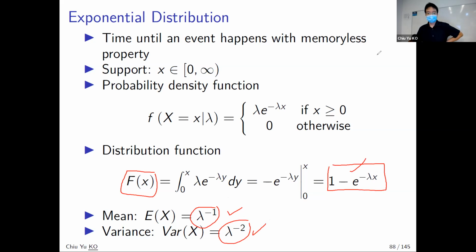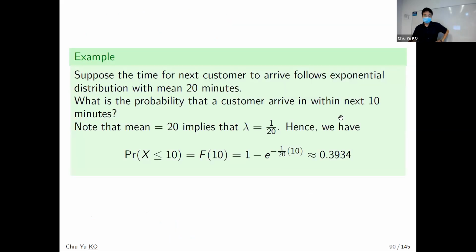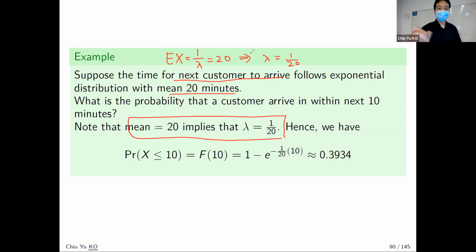Let's look at an example if there's no question. Then you will appreciate what we are doing. As I said, the exponential models the time until things happen, so it's very useful. Here I have a question. Does the time for the next customer to arrive follow an exponential with mean 20 minutes? Remember, the mean is 1 over lambda, so with 20, this implies lambda is 1 over 20.